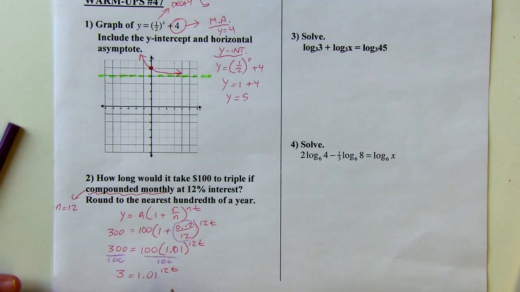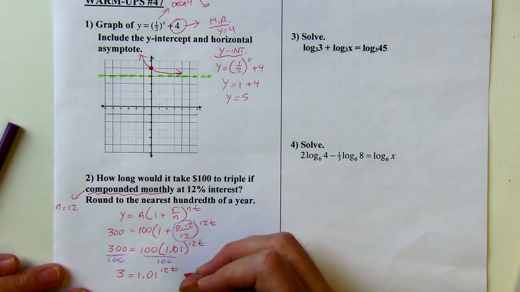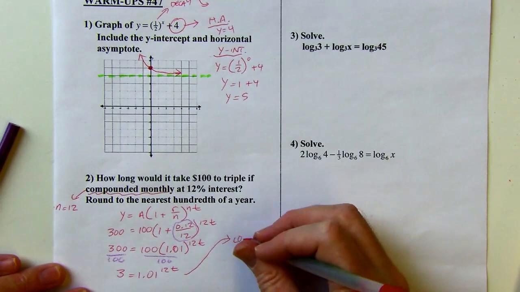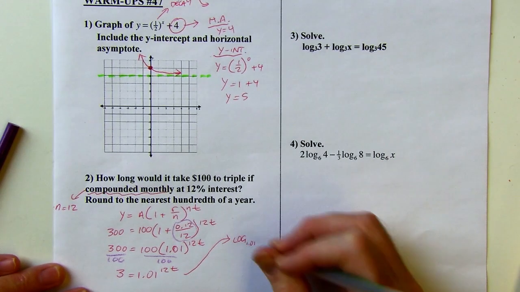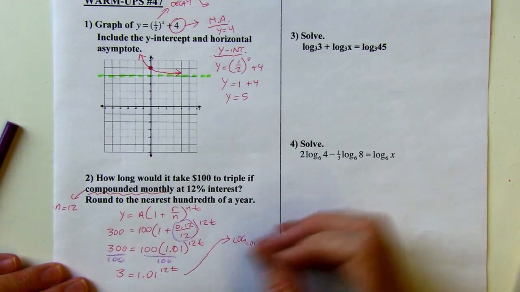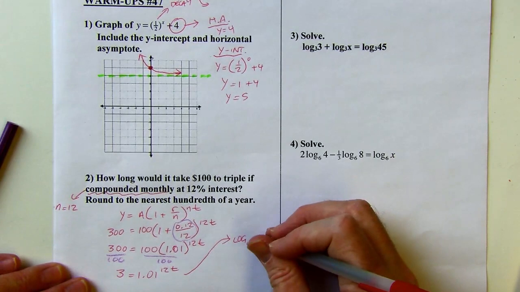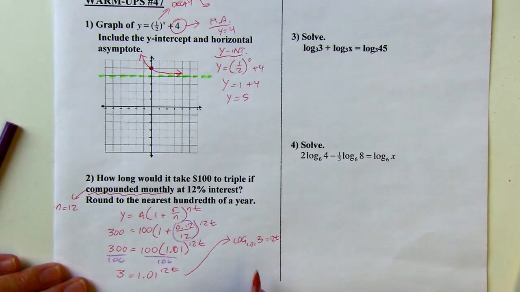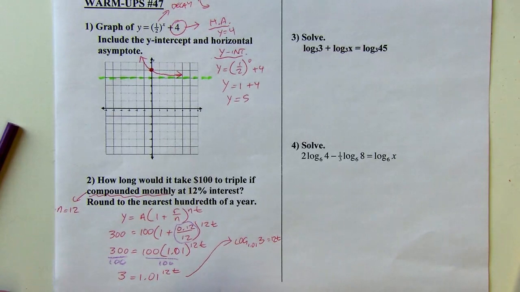And now our only option is to go with logs. We're going to put this in log form. So my base is going to be 1.01. Okay, the contents are going to be 3, and then the exponent gets isolated. Sorry, that's written so small there. That's what I wanted to happen.